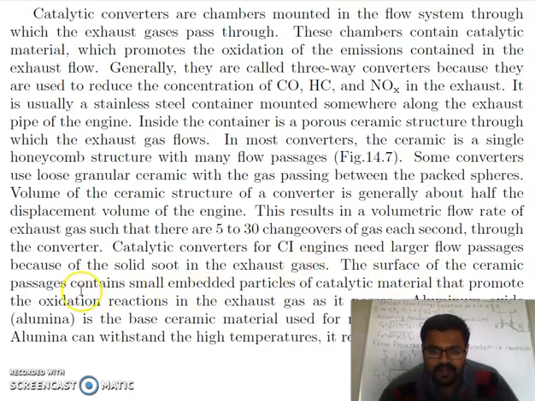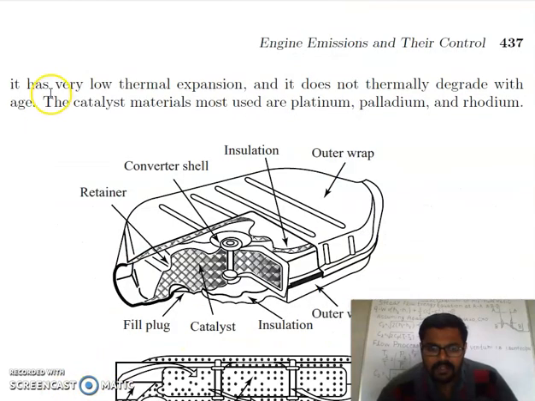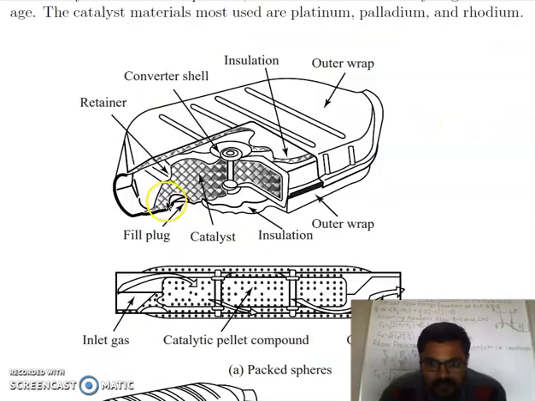The surface of the ceramic passages contains small embedded particles of catalytic material that promote the oxidation reaction in the exhaust gas as it passes. Aluminum oxide is the base ceramic material used for most catalytic converters. Alumina can withstand high temperature, it remains chemically neutral, it has very low thermal expansion, and it does not thermally degrade with age. The catalyst materials most used are platinum, palladium and rhodium.